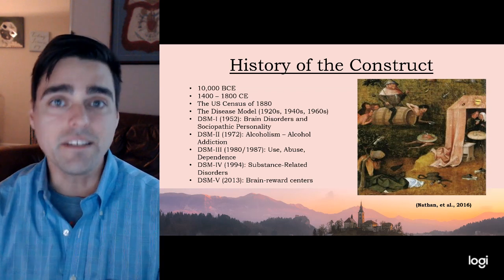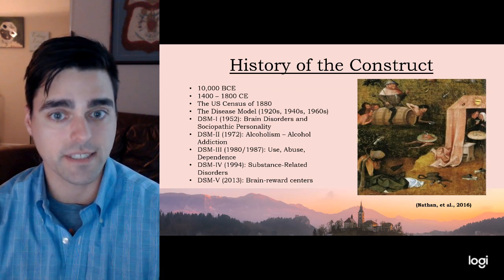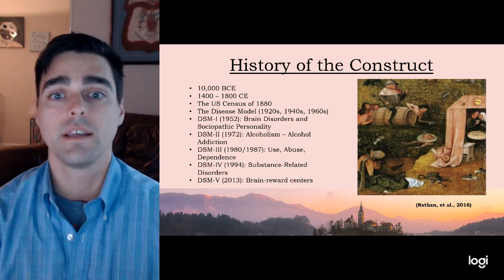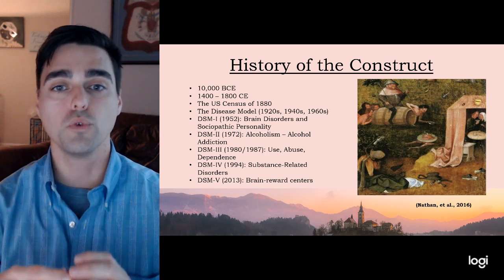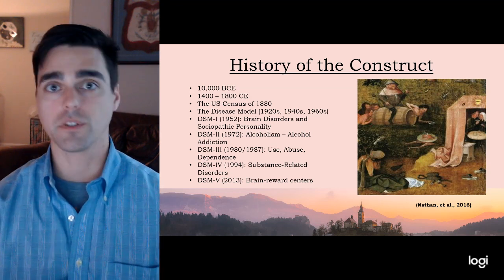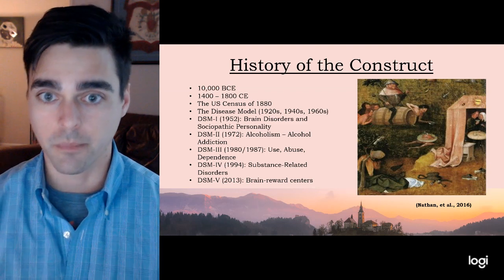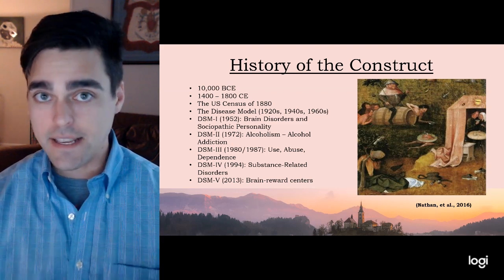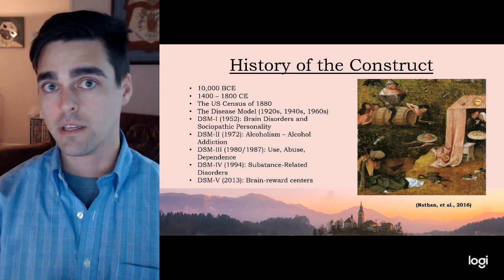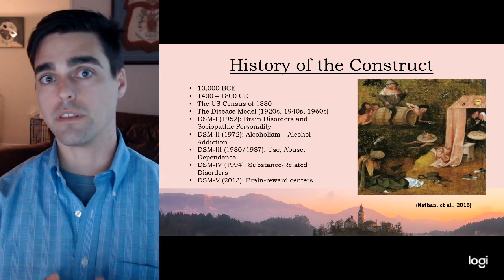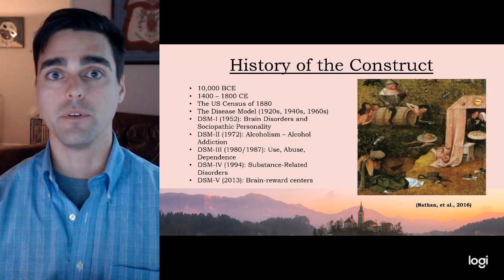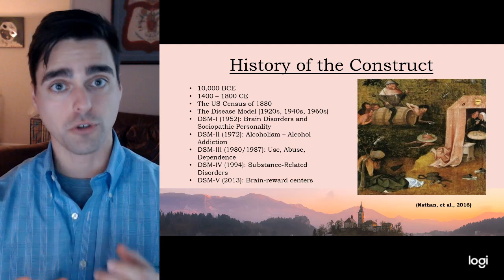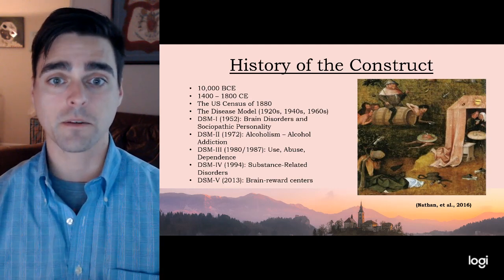Then the disease model really came into existence during the 1920s, but then it grew in the 1940s with the publication of the book Alcoholics Anonymous. And in the 1960s, it really gained greater traction with the publication of Dr. Jellinek. And I'm going to show you what's called the Jellinek curve in a couple seconds.